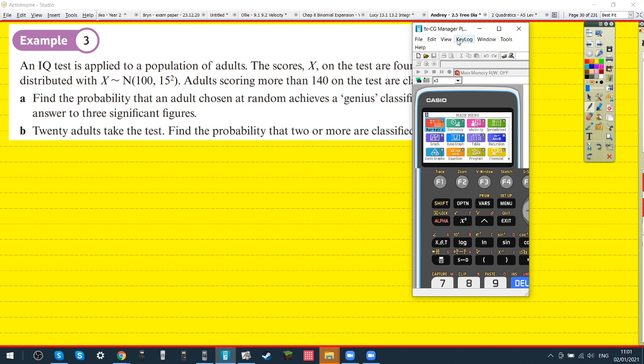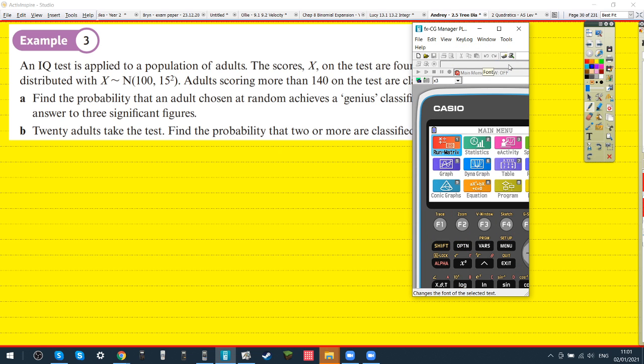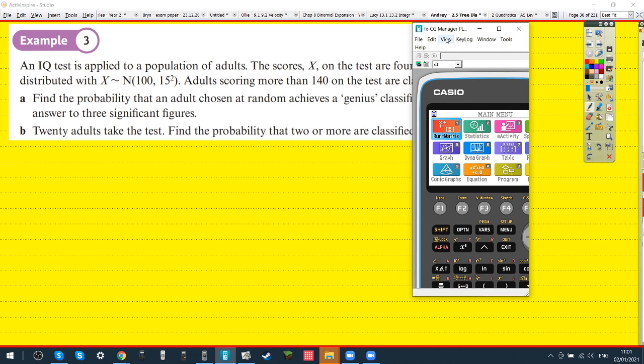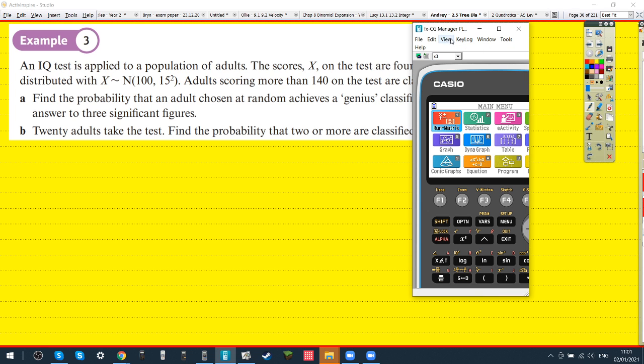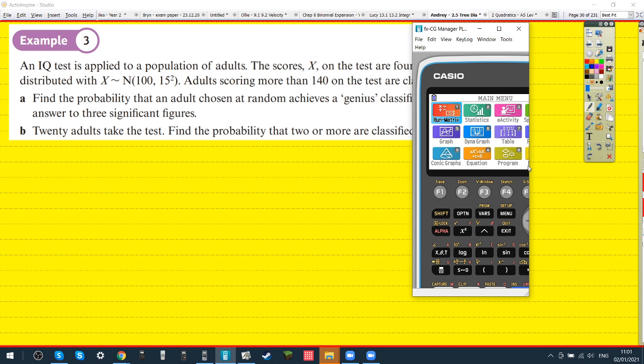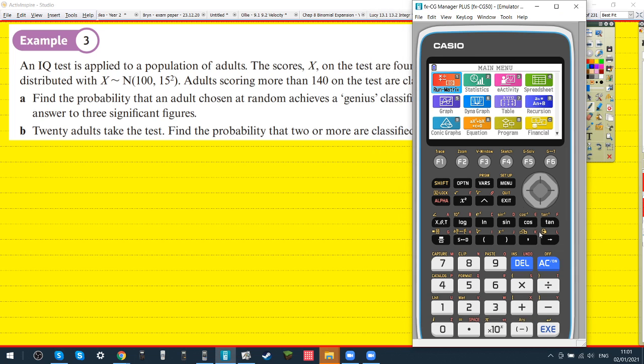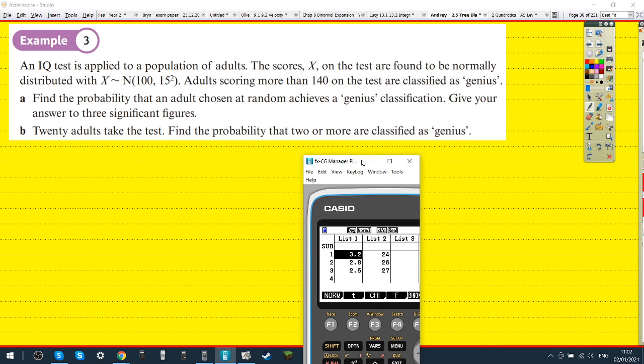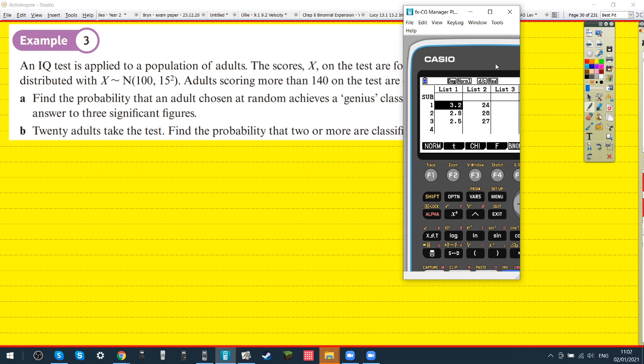I think did we go to statistics on the graphical calculator? Yeah. And then did we press distribution when we got to it? Let's see. So statistics. Yeah, distribution. And then was it binomial or something? This one says, does it say it explicitly anywhere? So this N stands for normal. X is normally distributed.